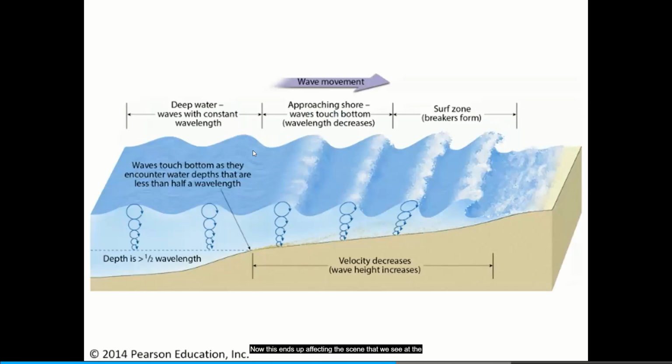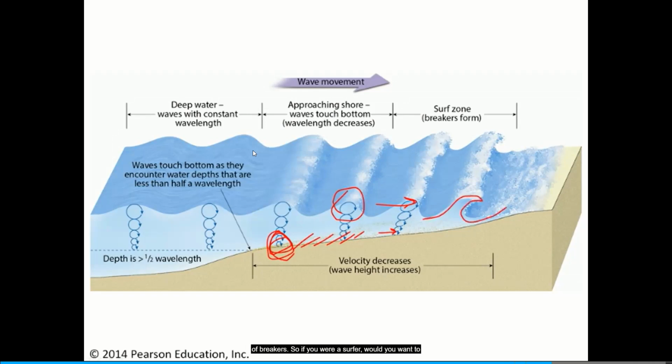Now this ends up affecting the scene that we see at the beach when we have shallow water. If the water is shallower than the wave base, half of the wavelength deep, then the waves start to feel bottom. That means the little circles down at the bottom, the little particles of water, are starting to find their path impeded by the sediment on the bottom of the ocean. As a result, there's frictional drag, and the particles are moving a little bit slower at the bottom of that stack than they are at the top. If the top of the stack is moving further than the bottom, the whole thing starts to tip over, and you end up getting that classic curling shape of breakers.